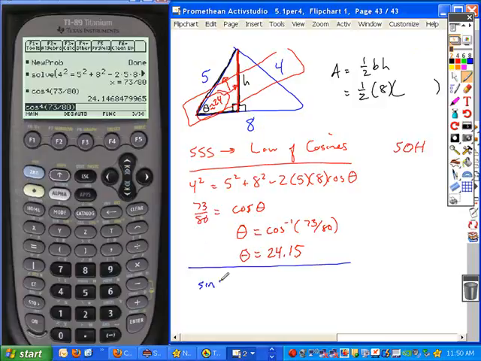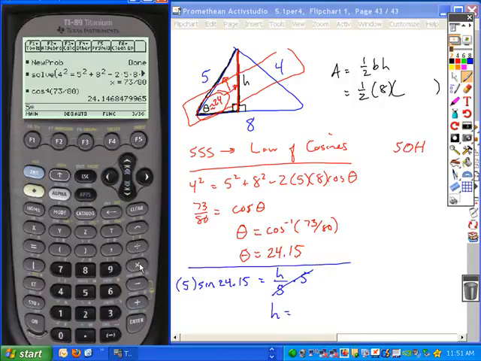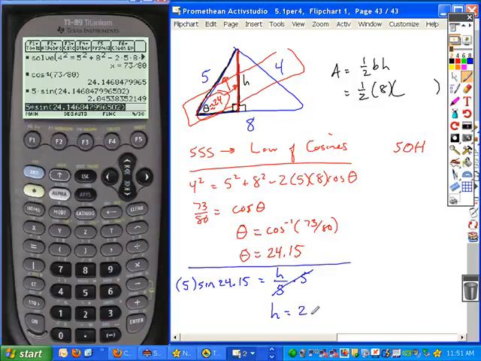So we know that the sine of 24.15 is equal to the ratio of the opposite leg over the hypotenuse. And so now to solve for h, we can multiply both sides by 5, and we get our h value by taking 5 times the sine of, and you still want to use your exact answer, so highlight that line in your calculator display, and when you hit enter, you get your height to be approximately 2.04.